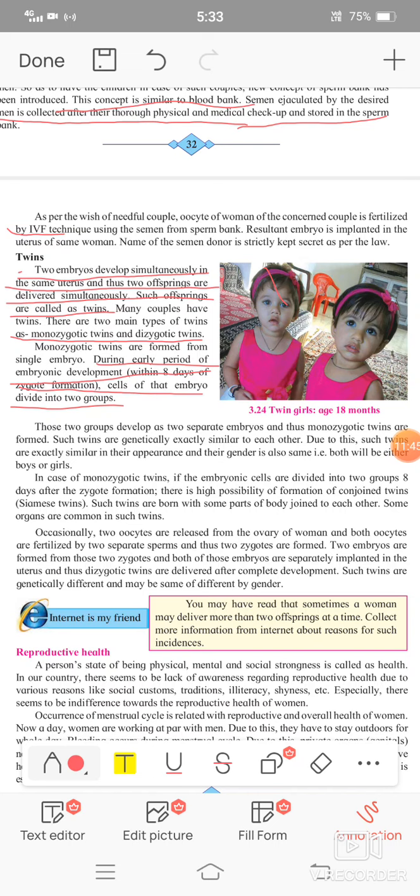Monozygotic embryos form the same gender child. For example, both are girls or both are boys. Those two groups of cells develop into separate embryos, and thus the monozygotic twins are formed, and they are exactly similar to each other, as shown in this diagram.